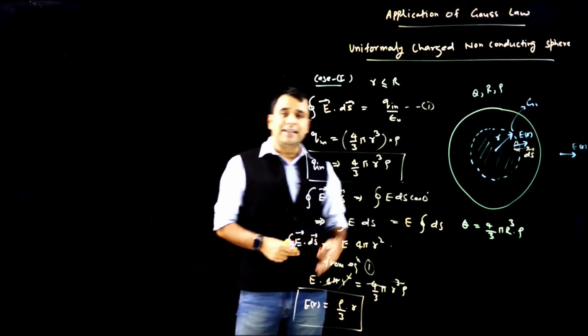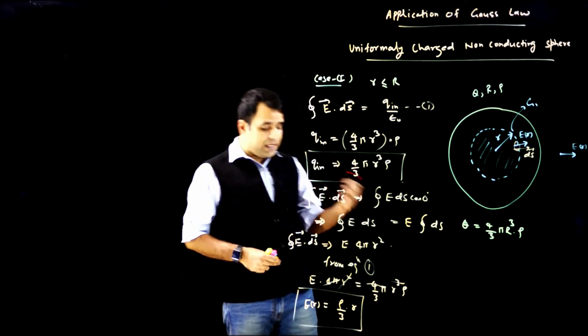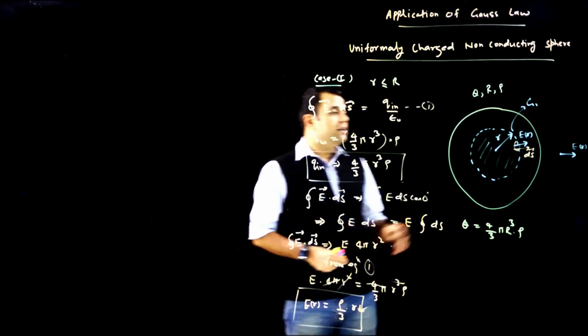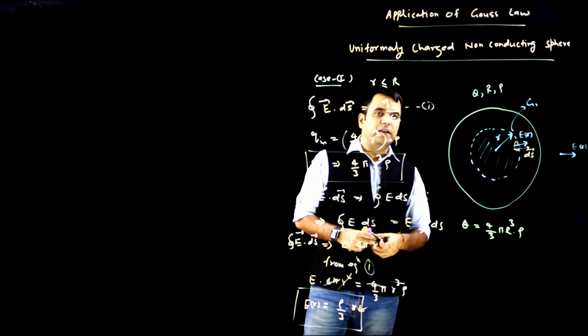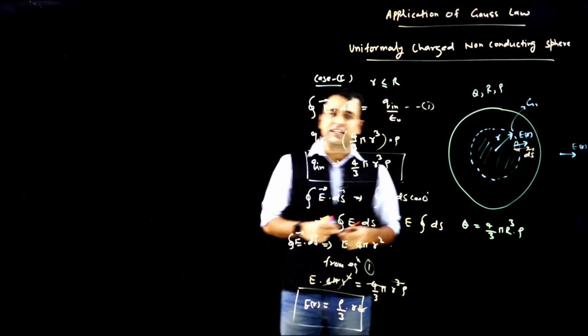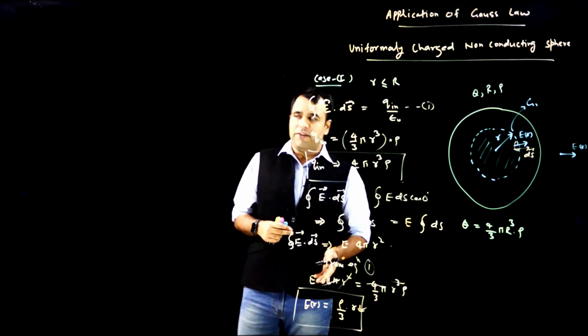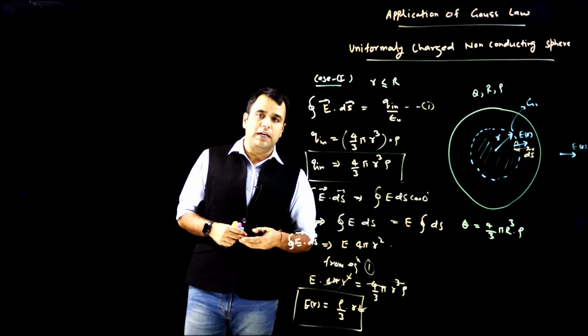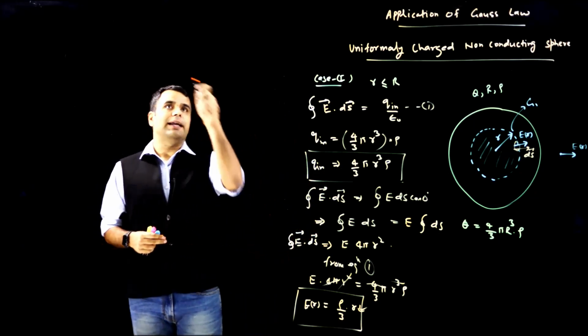So electric field is a linear function of distance from the center. This is the value of electric field for all inside points in this spherical body, where the body is uniformly charged. Okay. Now you see this formula we are getting. Now, corresponding to this formula, we'll be calculating the case 2.